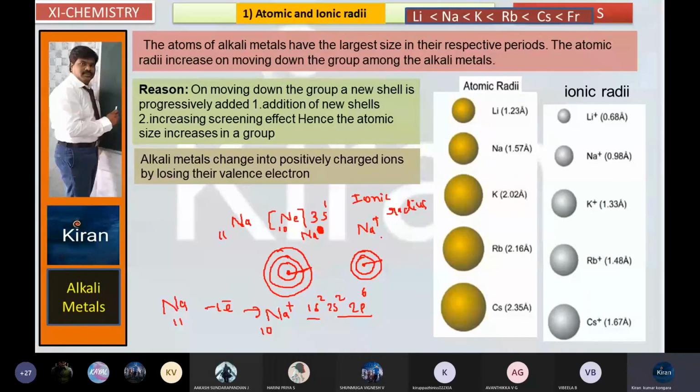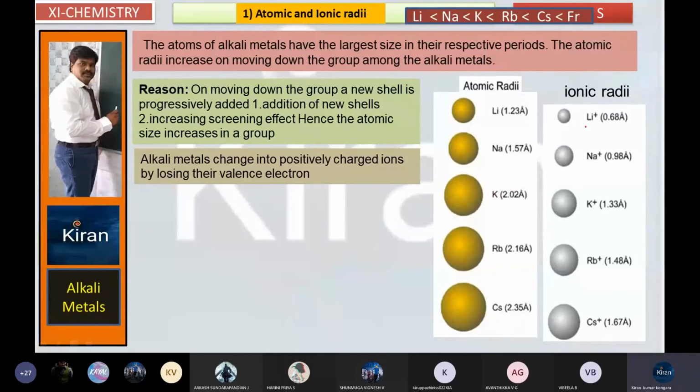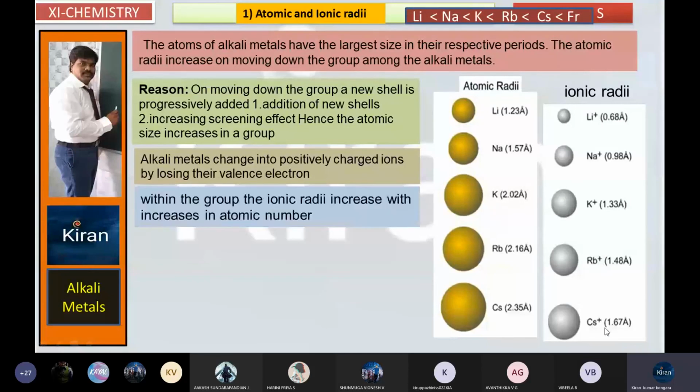When you observe the ionic radius also in this group, from top to bottom it gradually increases. Lithium cation is 0.68 angstroms, but the cesium cation is 1.67 angstroms. Within the group, the ionic radius increases with increase in atomic number. Like this, lithium is smaller than sodium, potassium, rubidium is smaller than cesium, than francium.